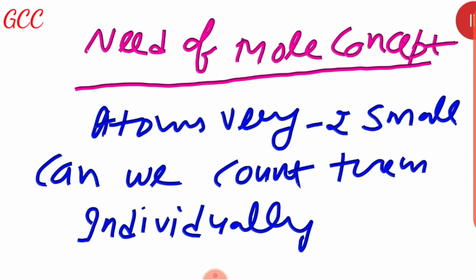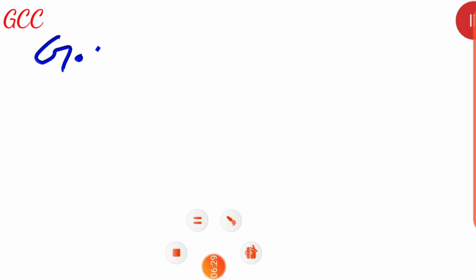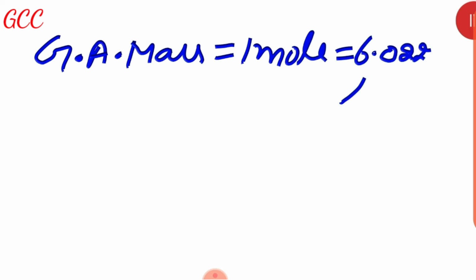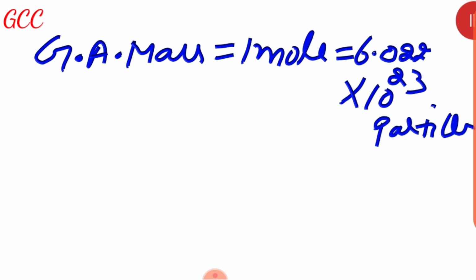That is why the mole concept has been needed. Okay students, after that just remember that gram atomic mass equals 1 mole. 1 mole means 6.02 × 10 raised to power 23 particles. In the same way, we will do all these examples in the numericals also.